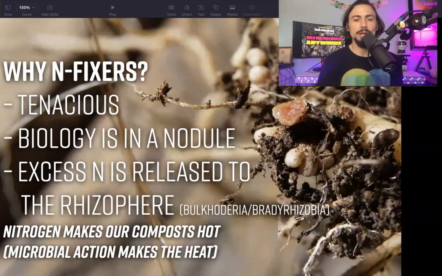Nitrogen makes our compost hot. Yep, it certainly does. And it's also the key to microbial action that creates heat and powers plants and their reactions in the soil. So that nitrogen that they're fixing in there, all endophytes fix nitrogen, and it feeds the plant.